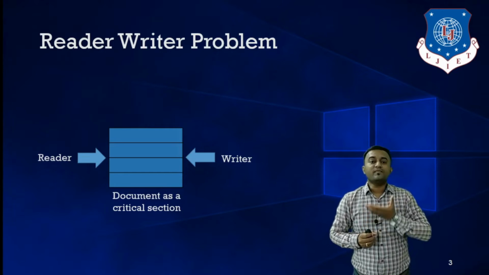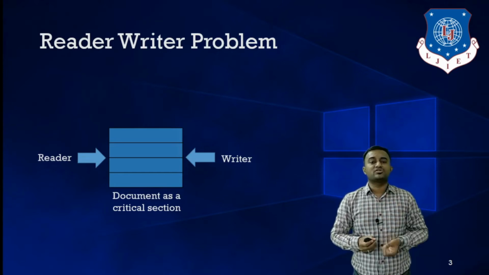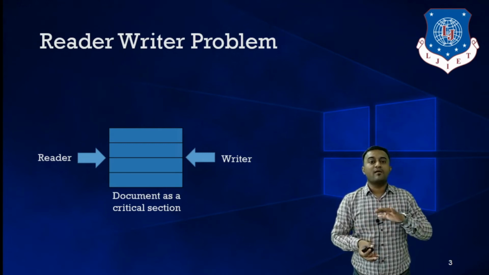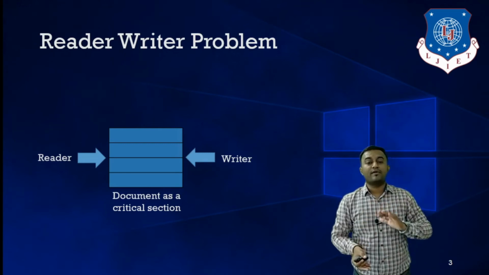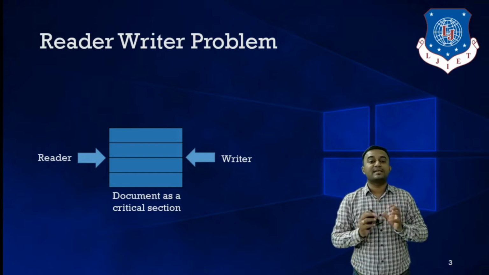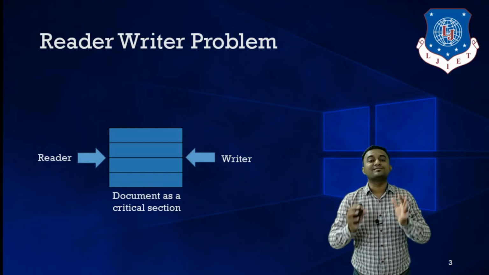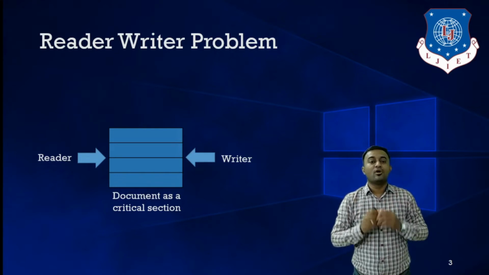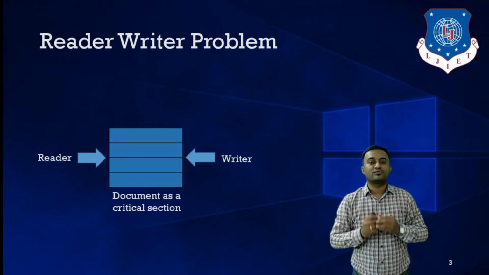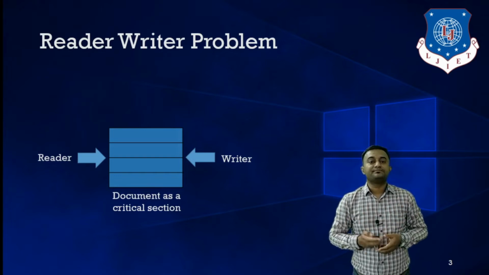So when we have multiple reads, there is no problem, but when we have one read and one write, or when we have both write operations, we need to take care. It should not lead to inconsistency. So how do we resolve this problem, which is called the reader-writer problem in process synchronization? How can we avoid or resolve this issue with the help of semaphore? Let us discuss.